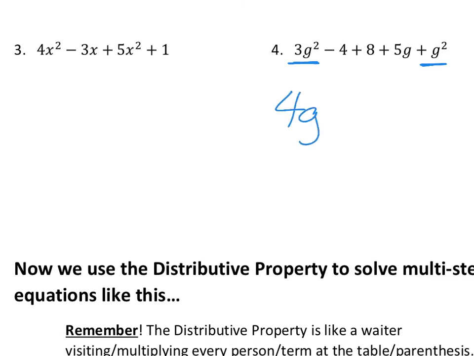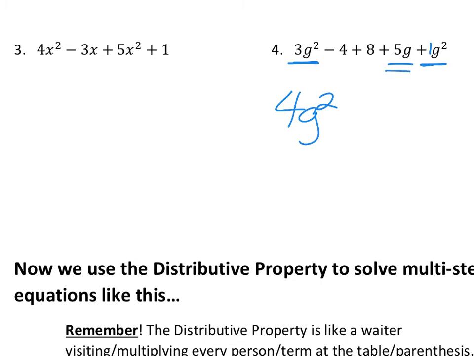I heard it. 4g squared. How did you get 4 though? I only see a 3 and then I don't see another number. There's an invisible 1. The coefficient of 1 we don't have to write. Like I said, it's good math habit not to write it. But if you need to write it down so you can see it and remember 3 plus 1 is 4, that's fine.